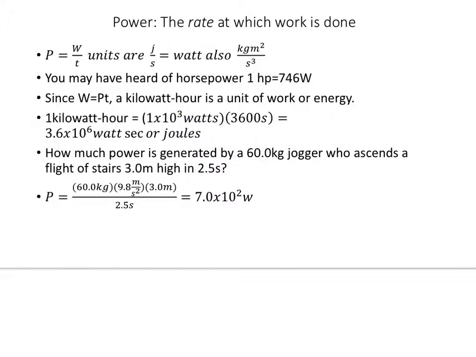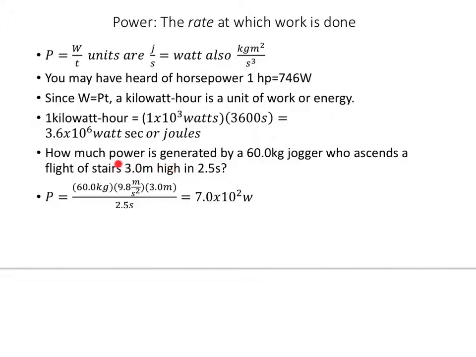Now, you can actually convert a kilowatt hour into joules, because a kilowatt is 1,000 watts, 1 times 10 to the third, times an hour, which is 3,600 seconds. So that's 3.6 times 10 to the 6 watt seconds. But a watt second is the same as a joule. So 1 kilowatt hour is 3.6 times 10 to the 6 joules.